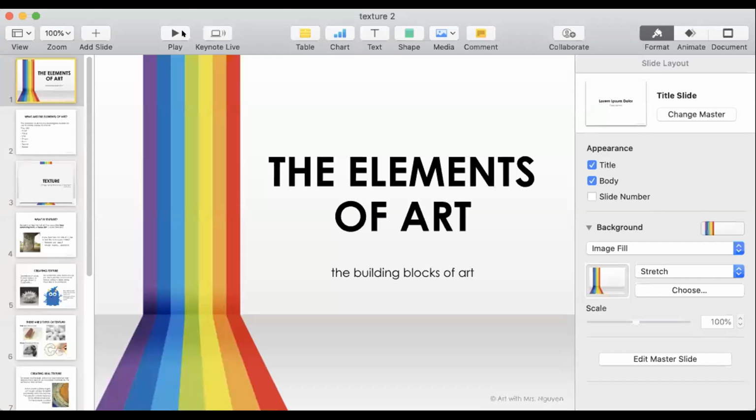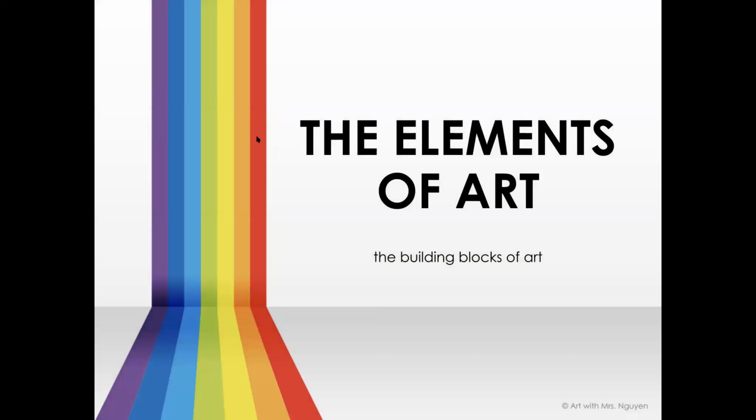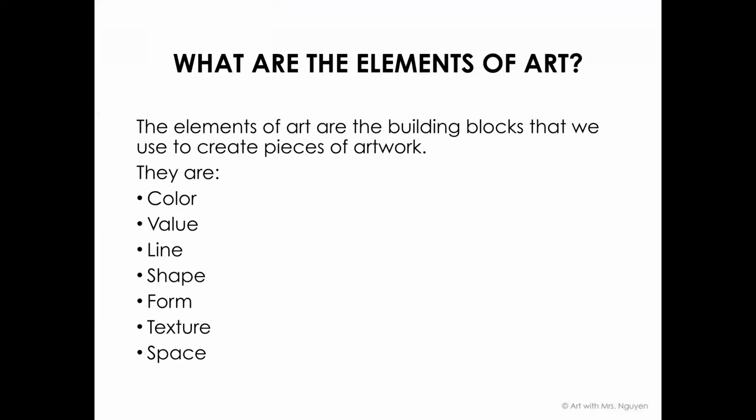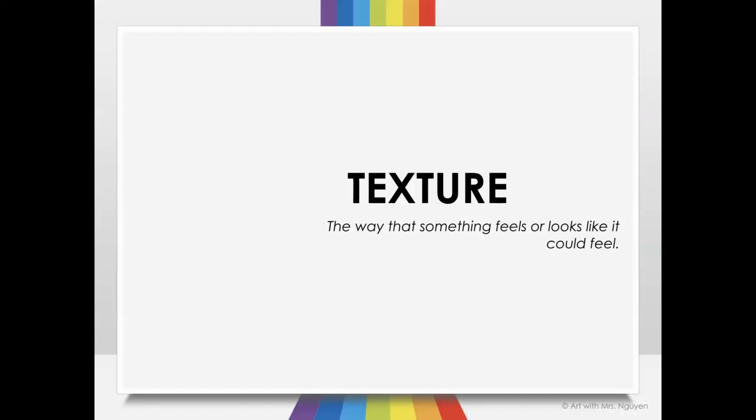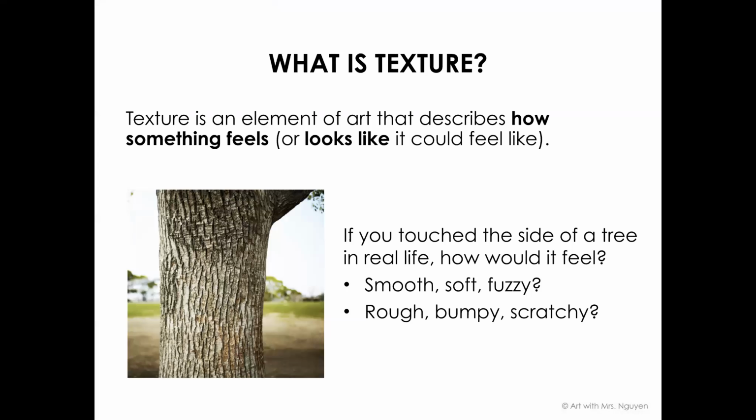So we are looking at texture this week. And texture, again, is one of the elements of art. This one is a little bit less involved than some of the other ones, such as color and stuff like that. But texture is the way that something feels or looks like it could feel in art. So the way something feels or looks like it could feel.